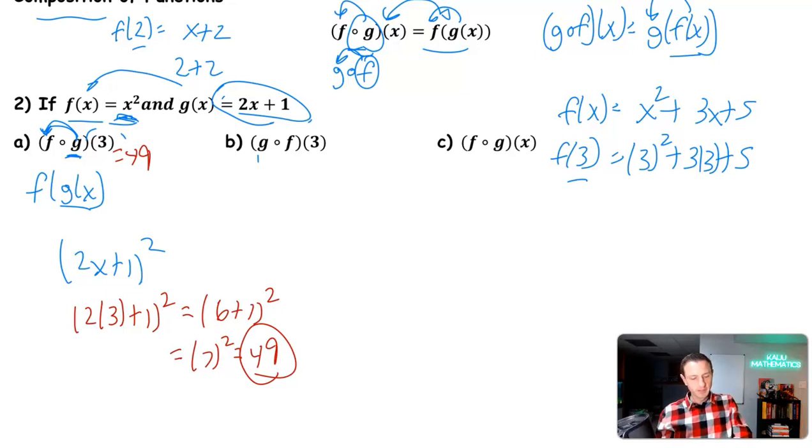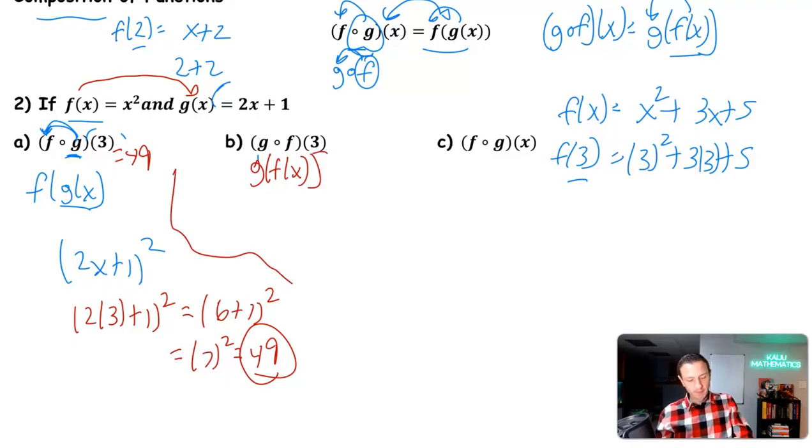Next, letter B, g of f of 3. So now we're going the other direction. We are taking f of x and plugging it into g of x, because this is g of f of x. And then we're going to evaluate 3 into that answer.